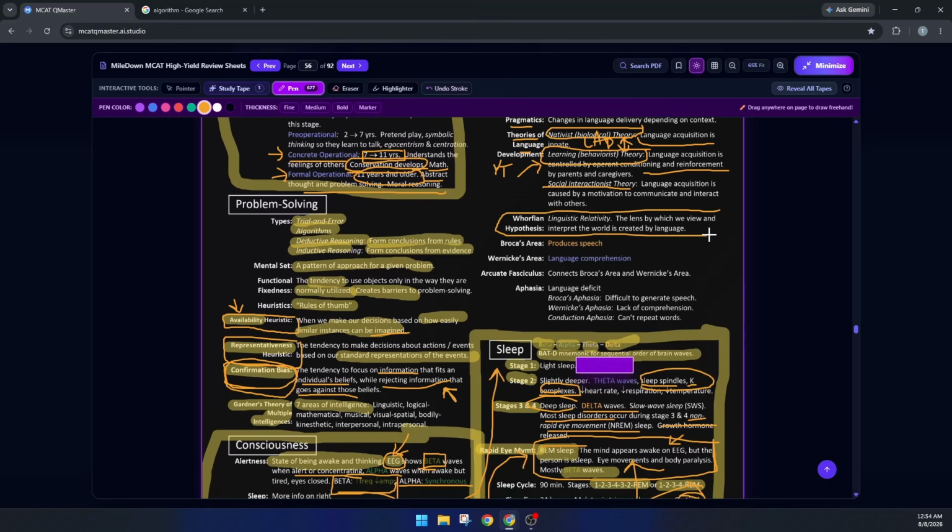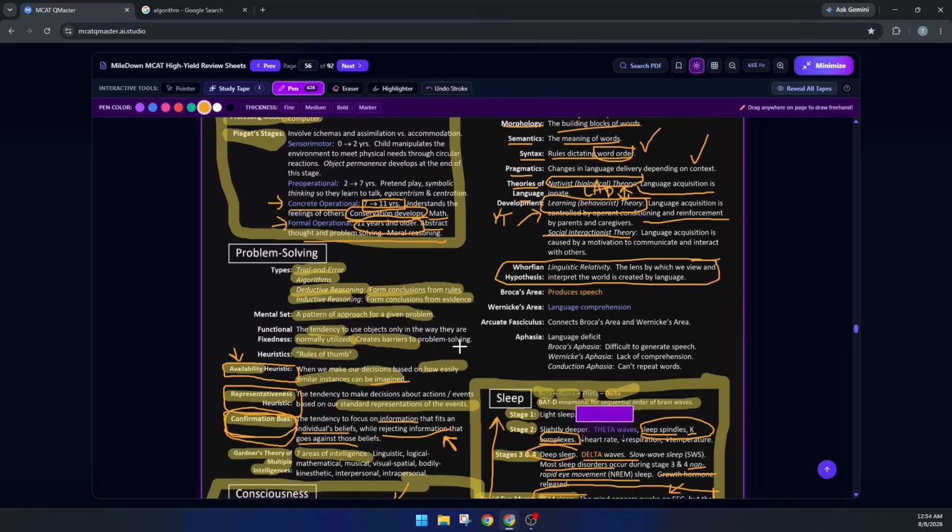Whorfian hypothesis, linguistic relativity: the lens by which we view and interpret the world is created by language. Basically, how I learned it in class, for example, there's this group of indigenous people, a community that only lives in the snow. They hypothetically have 200 different words for snow. The language by which we view and interpret the world is created by language.